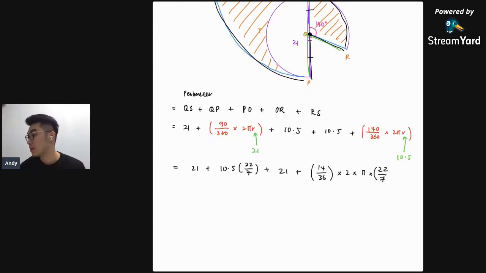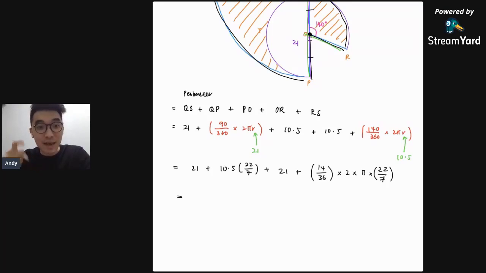22 over 7. If you look at all these, we will have to add everything. So let me just key everything into the calculator, okay? For those of you who have a calculator, you should do this together with me.